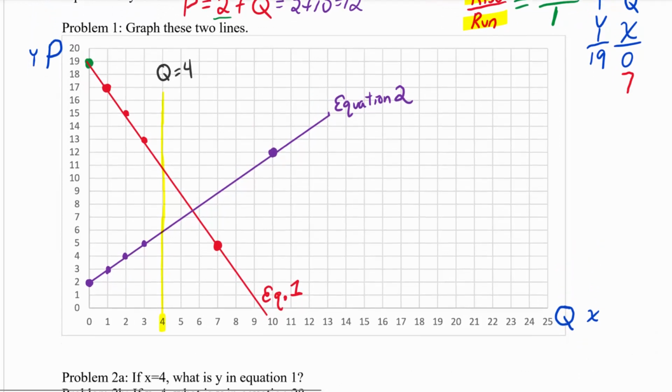So the first question says, suppose that somebody told us that the quantity was 4. Suppose we were concerning ourselves with equation 1, the red line. What would the value of y be? In other words, suppose somebody was selling 4 units of something, and we wanted to focus on equation 1, what is the price going to be? A couple of ways we can answer this, and I encourage you always to do it both ways. We can look at the graph and see here that on equation 1, the price would be about 11 over here.